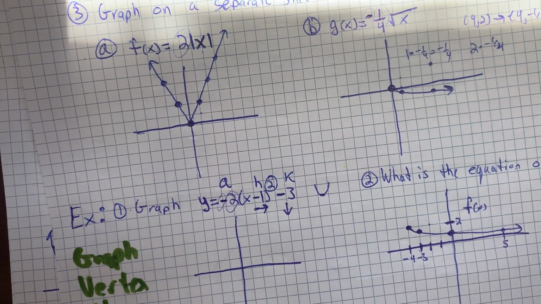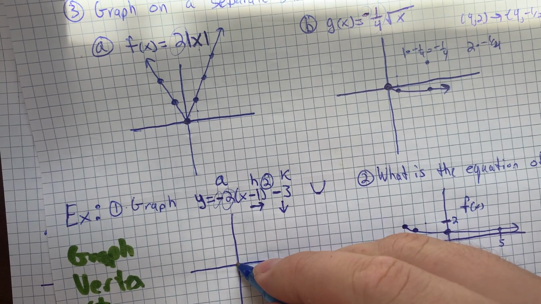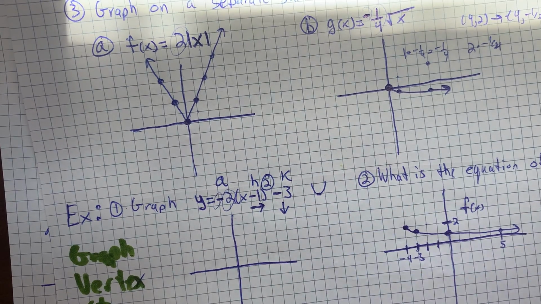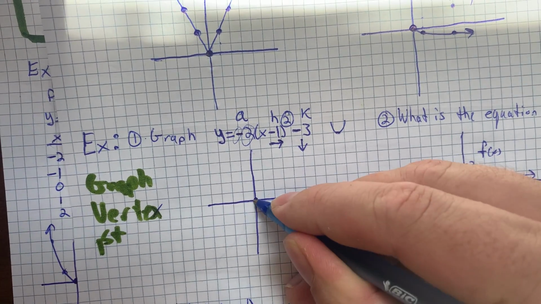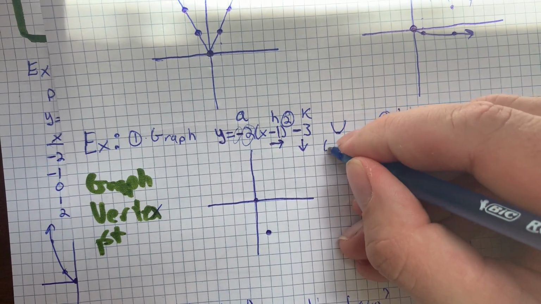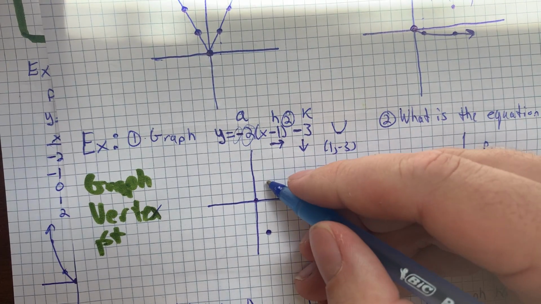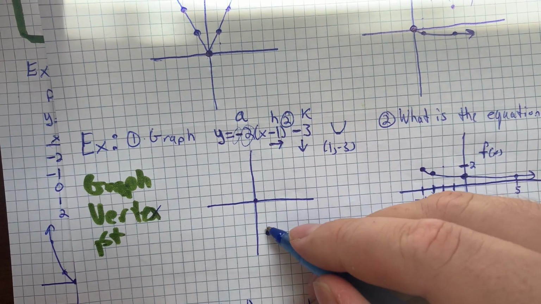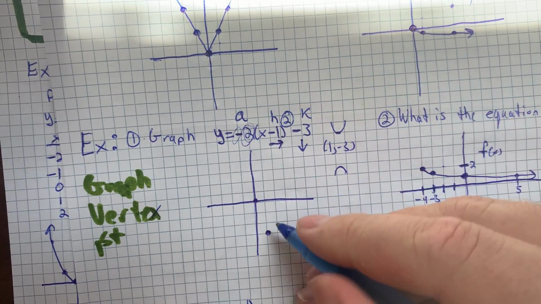Okay. So the vertex, instead of being at 0, 0, is going to be a vertex or inflection point, depending on what type of function it is. So we're going to graph the vertex first. And the vertex, instead of being at 0, 0, got shifted right by 1 and down by 3. So that vertex will be at 1, negative 3. And now we know it's getting reflected, so instead of being concave up, it's going to be concave down and stretched by a factor of 2.